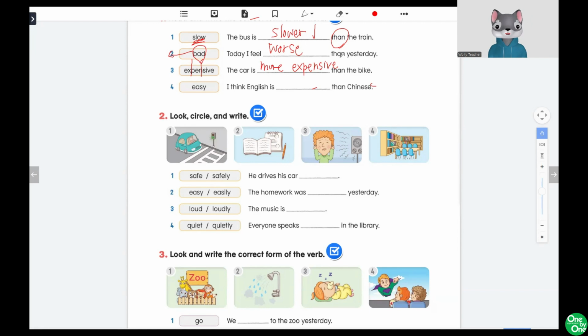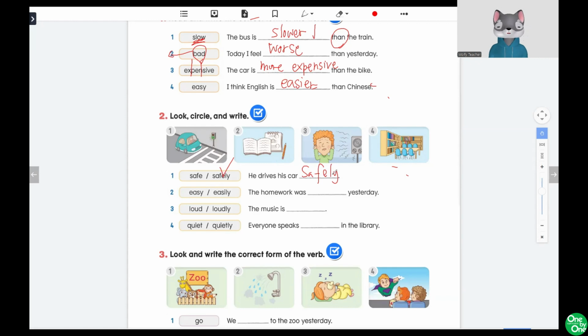Next one. I think English is. What do we need to write? That's correct. Easier. Fantastic. Now, next one. This is adjectives and the adverbs. Do you remember we learned it last time? He drives his car. 어떻게 운전하는지 얘기해 주는 거니까 is it safe or safely? Which one? It's going to be safely. Very good. He drives his car safely.